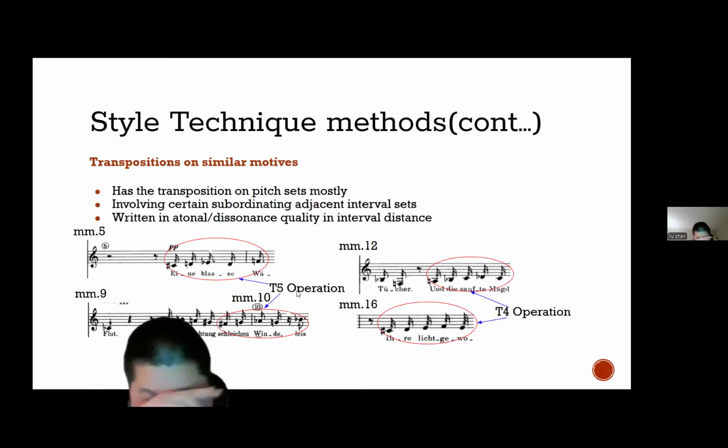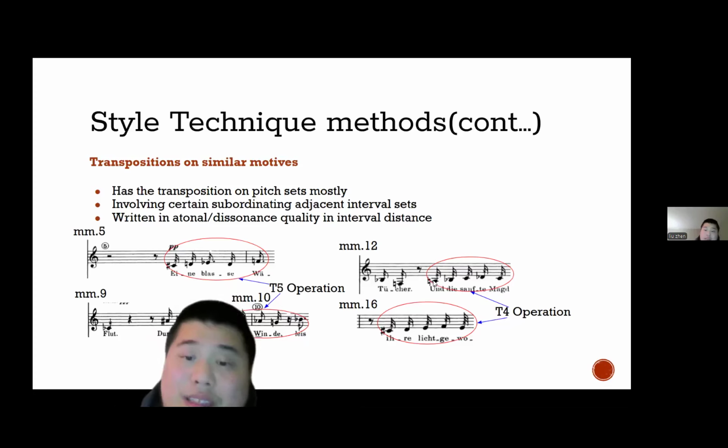So it has the T5 transposition, but if we also look at the interval in between, such as this C sharp to D or this F sharp to G, they are the same interval. So I can further double check it is the T5 operation. Same idea here, the T4 operation in measure 12 and measure 16 has a bracket of two red circle sets.